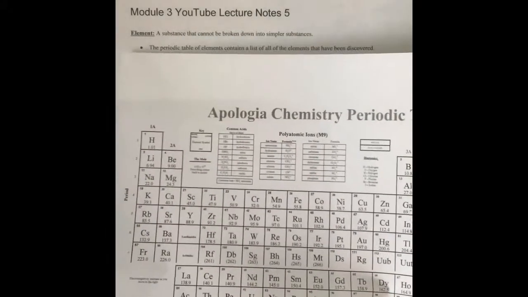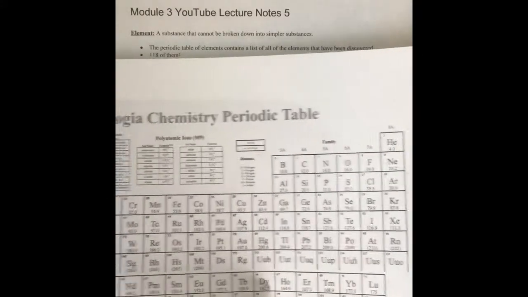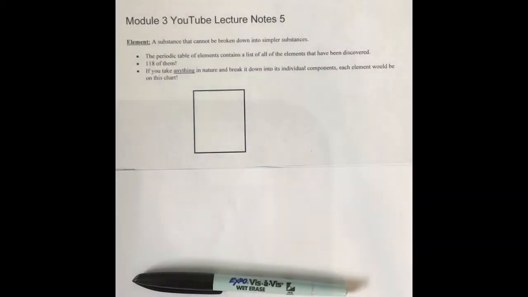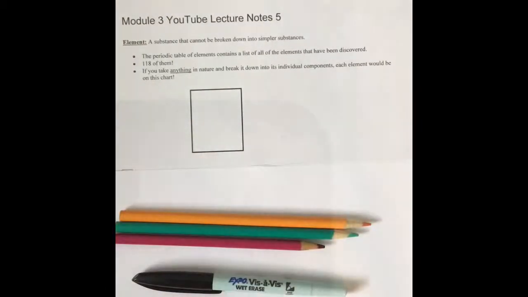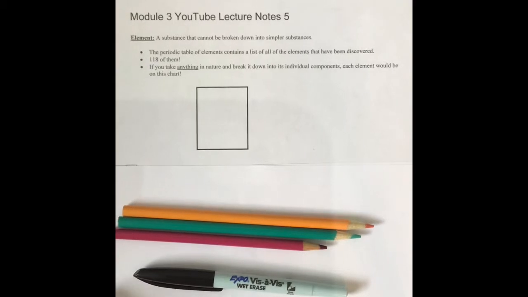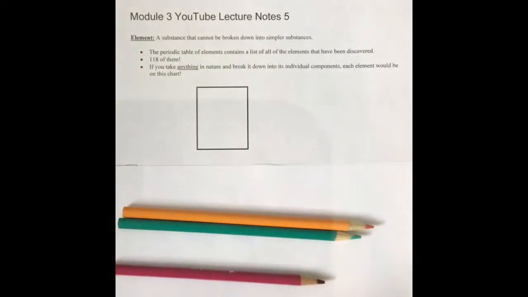This is Module 3, Lecture Notes 5. Before we get started on this set of lecture notes, I would like you to take a second to gather the materials that you will need. You will need your printed copy of the notes. You will also need a blank periodic table that looks like this, and a black marker, and 3 different colors of pencils or crayons. If you don't have those things handy right now, go ahead and press pause, go grab them, and then come back and we will use them.